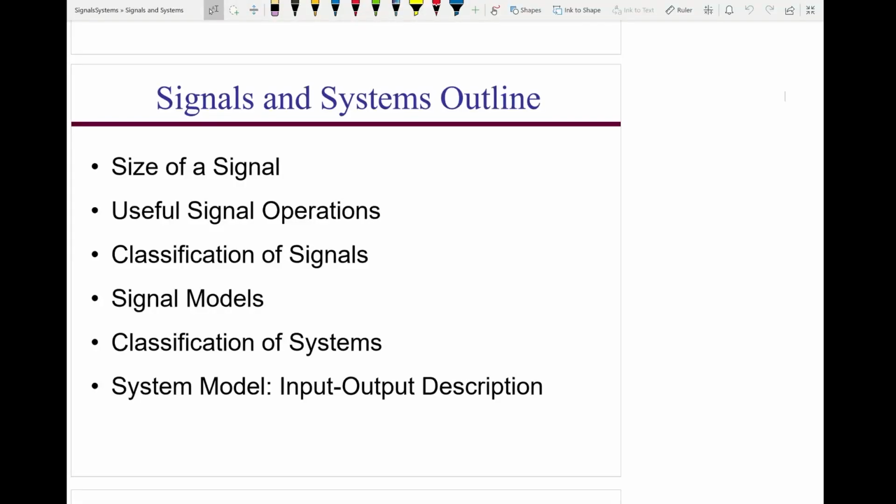Hello everyone. In a previous video, Signals and Systems Part 1, we covered these four topics. In this video, we will cover the remaining topics in the chapter, which are classification of systems and system modeling, basically deriving a mathematical equation that relates input to output.